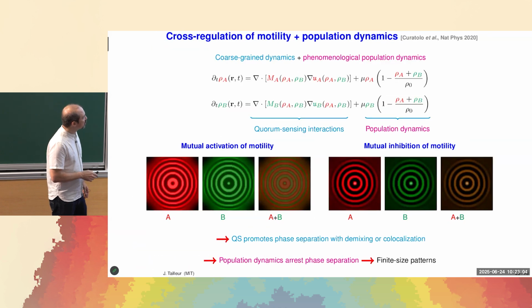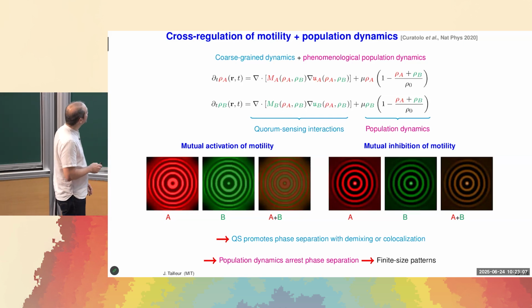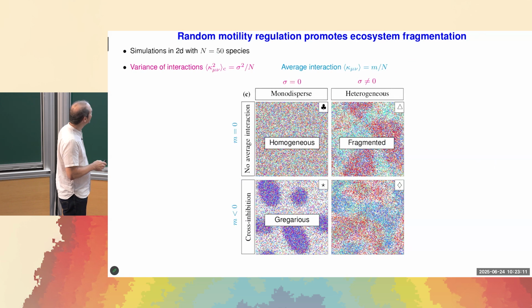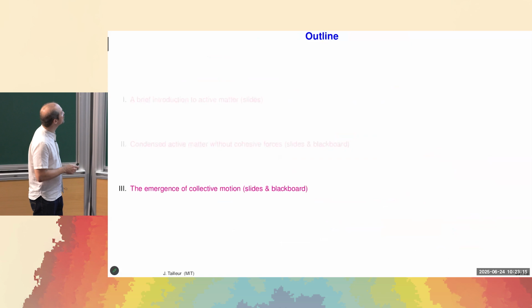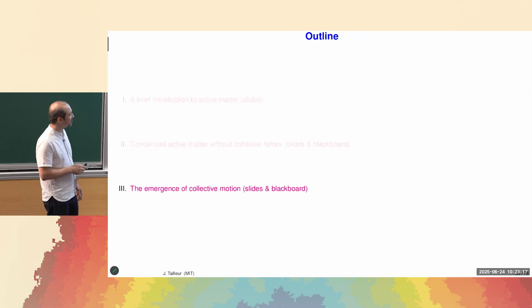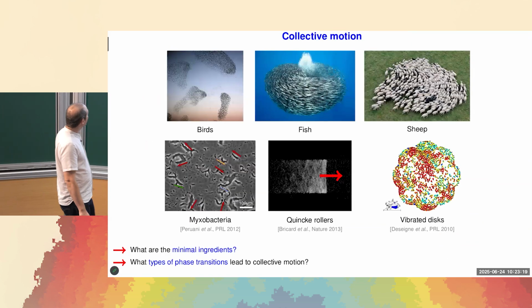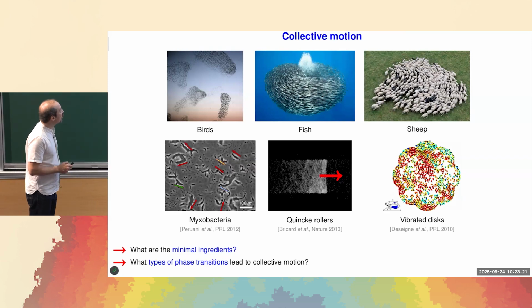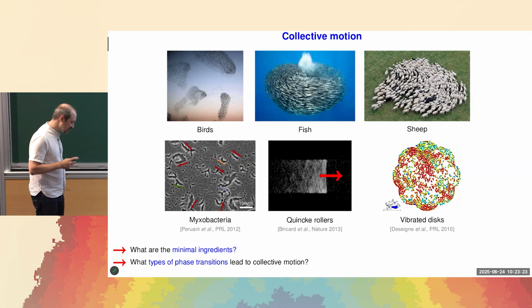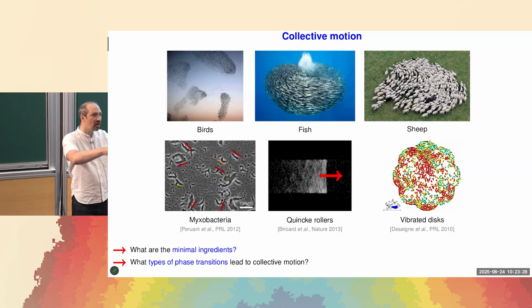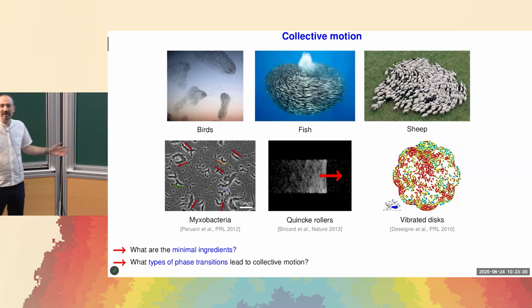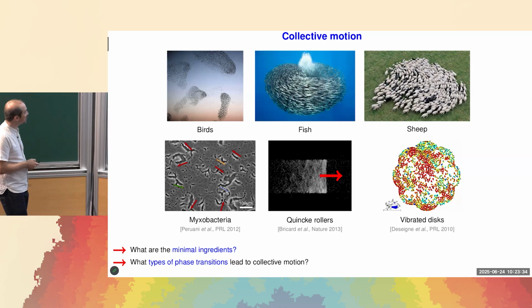Okay, good. Let me now move to the second topic of my lectures, which is collective motion. So we switch gear a little bit. What is collective motion? Collective motion is the ability of individuals to move coherently over scales much bigger than any microscopic scale, so typically the size of individuals or the distance between individuals.